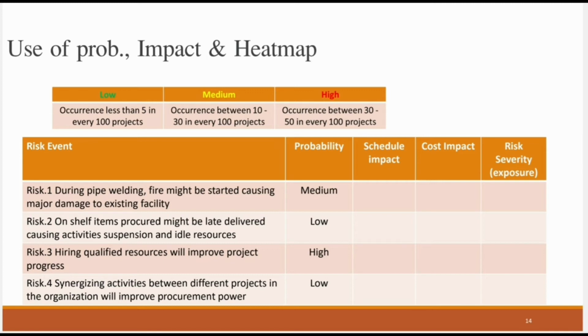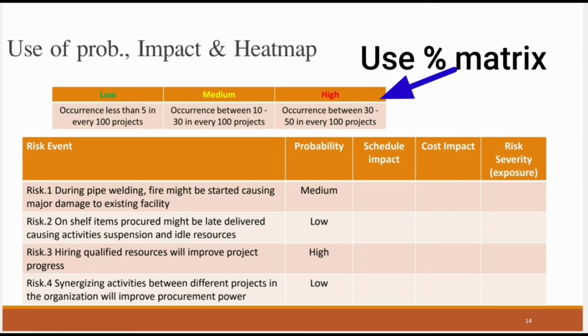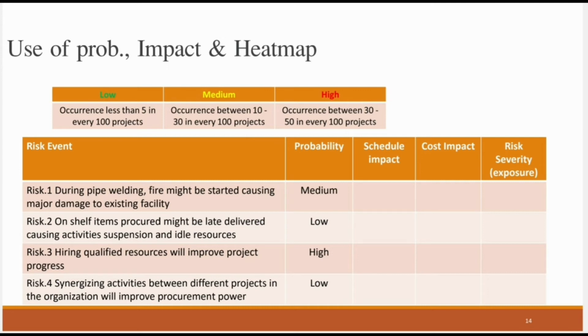After we have identified the risks, now we need to perform qualitative risk analysis for them, and we'll start by asking what's the probability of the risk to happen in the project. So risk number 1, during the pipe welding, fire might be started causing major damages to the existing facility. From the probability matrix, we will review and see which best fits our risk. If we would like to describe the probability of the risk, which one of these 3 best fits the risk probability?